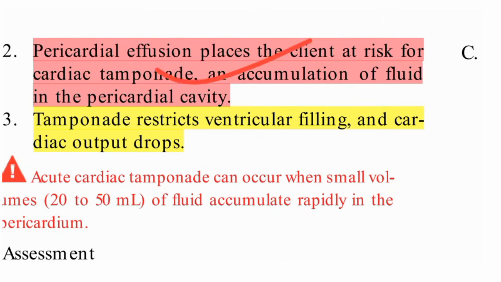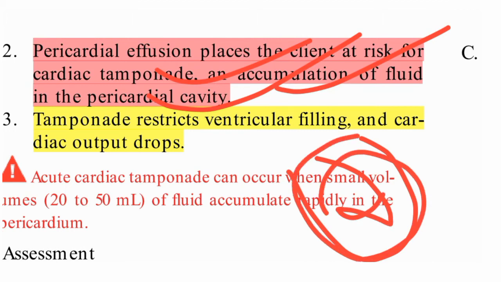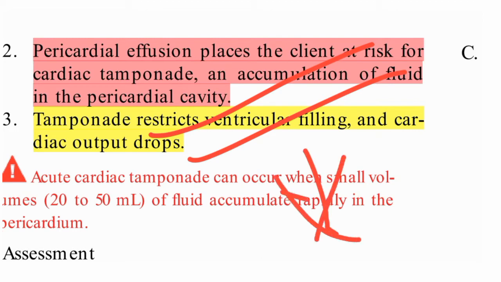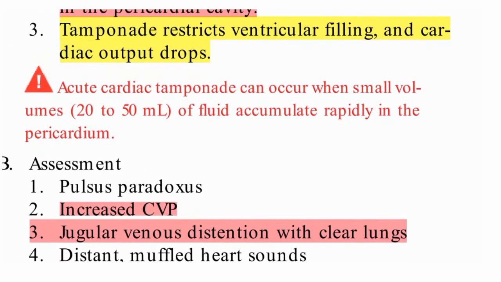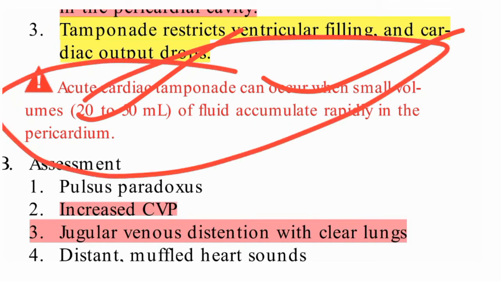Risk for cardiac tamponade: accumulation of fluid in the pericardial cavity. So in the pericardial cavity, fluid accumulation will be there. And tamponade restricts the ventricular filling and cardiac output. So ventricular filling will decrease, it will restrict, and if ventricular filling is not there, then cardiac output also drops. Acute cardiac tamponade can occur when a small volume of 20 to 50 ml of fluid accumulates rapidly in the pericardium.